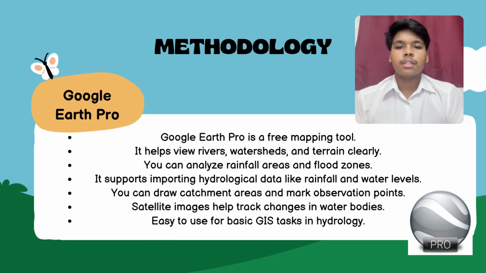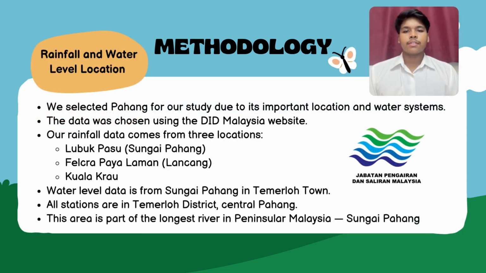Next, for methodology, we use Google Earth Pro for this project. Google Earth Pro is a free mapping tool. It helps view rivers, watersheds and terrain clearly. You can analyze rainfall areas and draw catchment areas. It's easy to use for basic GIS tasks.